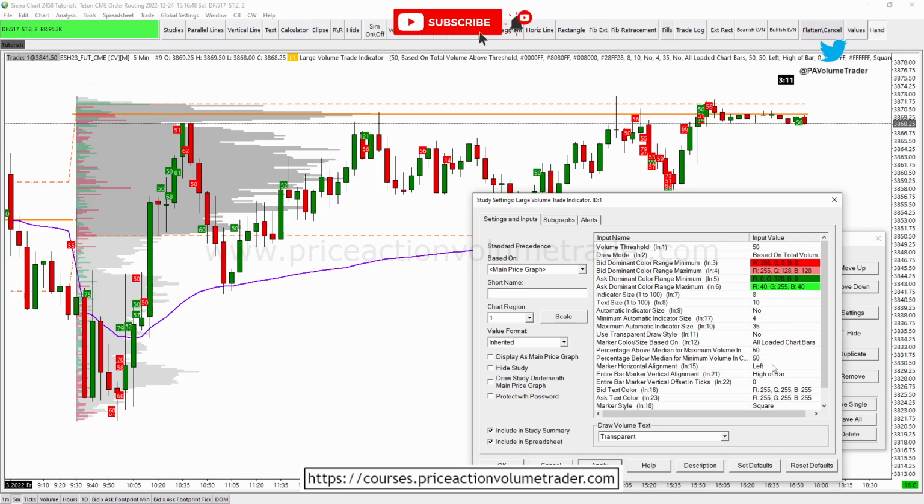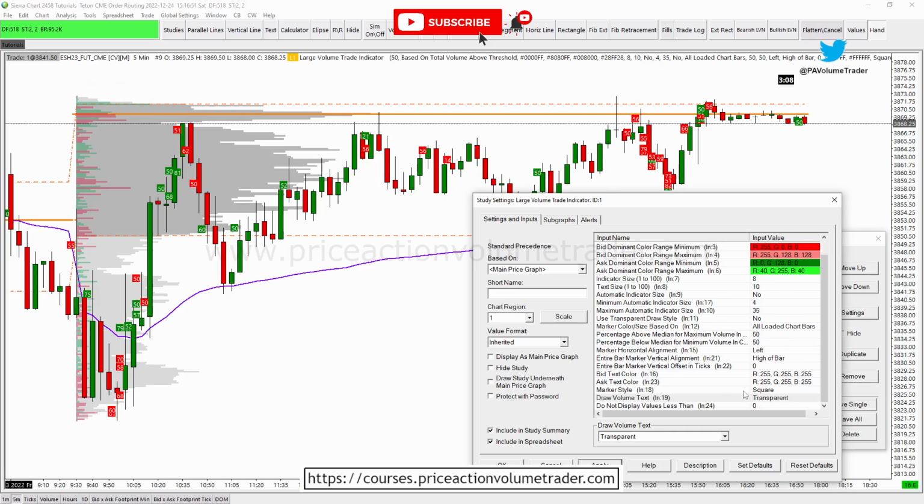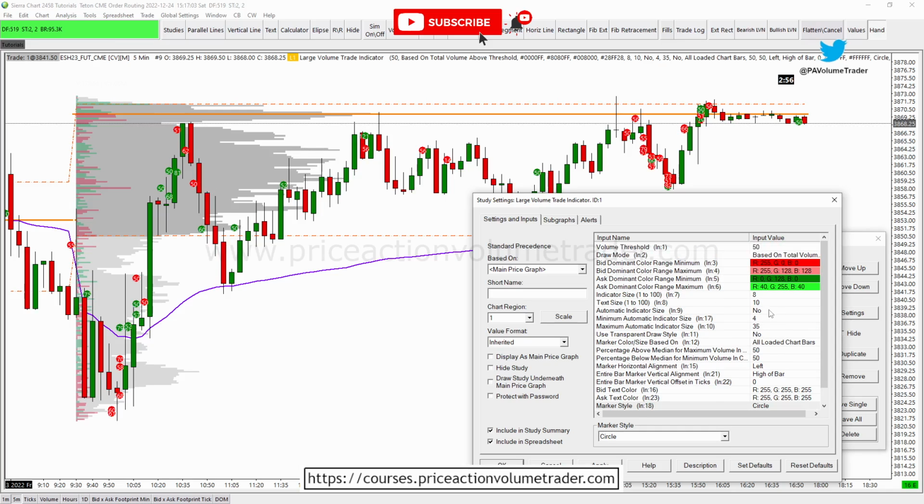Now, down here, I like to use a circle. So on marker style, I'll select circle, and you can see now they become a circle, but they look very small. So what I like to do is, where it says automatic indicator size, I put yes. And now minimum and maximum automatic indicator size. Minimum, I usually put 10 because that's big enough to fill in the background of the text. And maximum, I don't know, let's leave it at 35, that's fine.